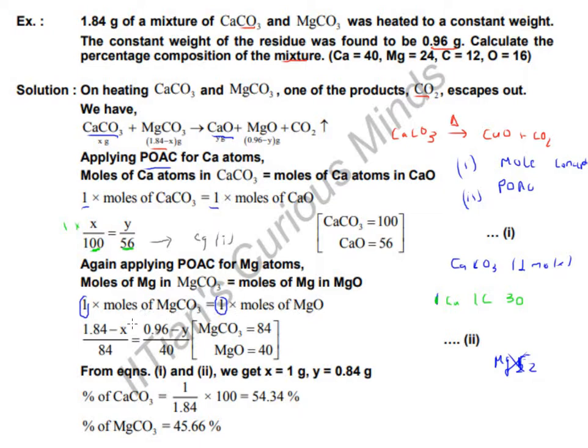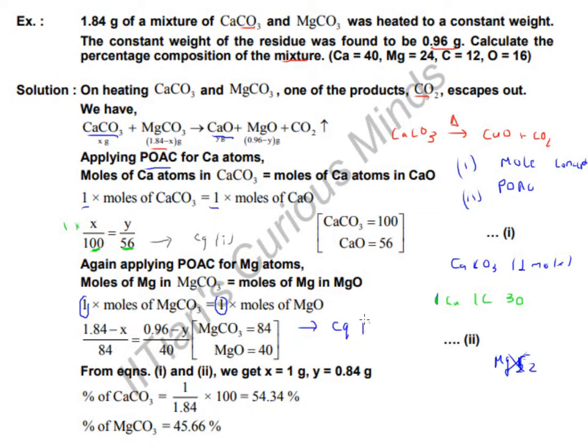Now what is moles of MgCO3? Weight upon molar weight. So this is the weight of MgCO3 taken, 1.84 minus x, upon 84. This is the molar weight. You can find it from these things, just adding up simple maths. That is equal to 0.96 minus y upon 40. Now this is another equation having x and y. So 2 variables, 2 equations. This is equation 1, this is equation 2.